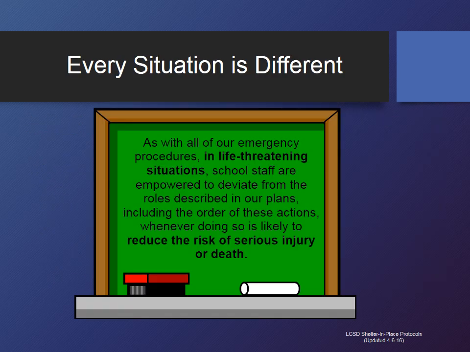As with all our emergency procedures, in life-threatening situations, school staff are empowered to deviate from the roles described in our plans, including the order of these actions, whenever doing so is likely to reduce the risk of serious injury or death.